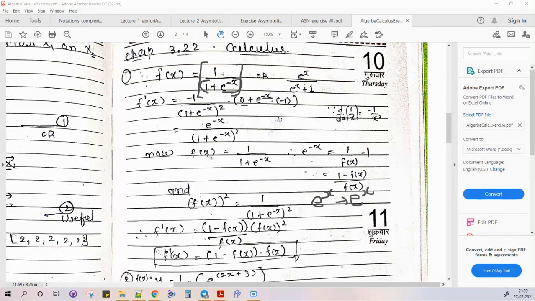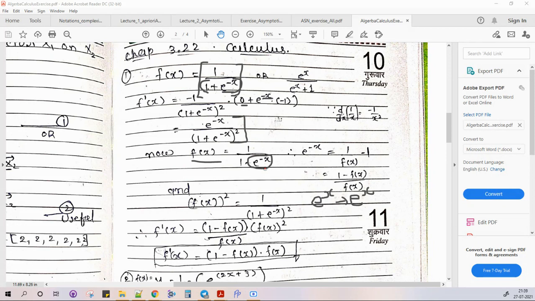Now f of x is given as 1 divided by 1 plus e to the power minus x. So what is e to the power minus x? I am just taking this as the subject. So e to the power minus x would be 1 upon f of x minus 1, that is, 1 minus f of x divided by f of x. Why are we doing this? Because in the options we don't have this answer. The answer is in the form of f of x, that's why we are converting everything.